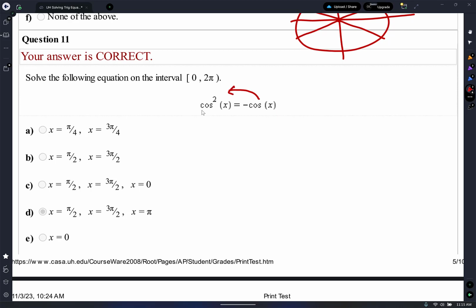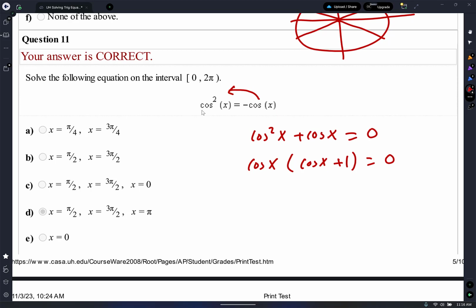Move the cosine x to the left. Cosine squared x plus cosine x equals 0. And then we're going to factor out a cosine. So here's the cosine x factored out. So you're going to have cosine x plus 1. Okay, this one you're going to have 2 unique answers. So it's better to do it like this.